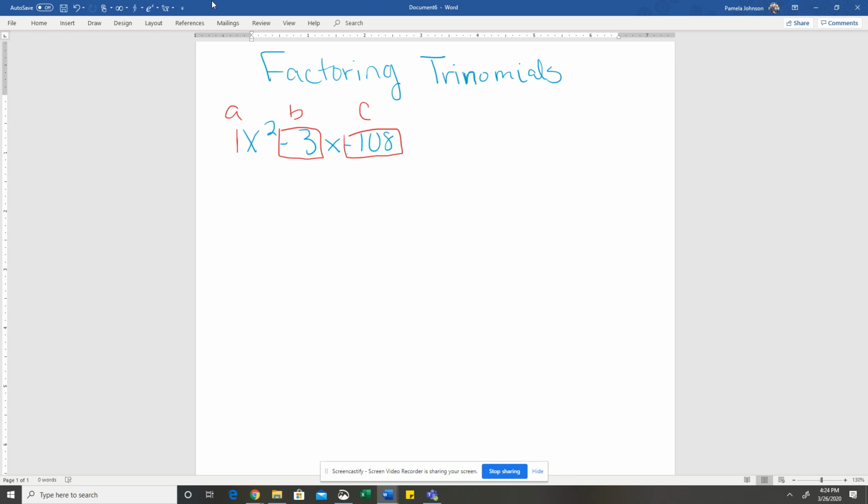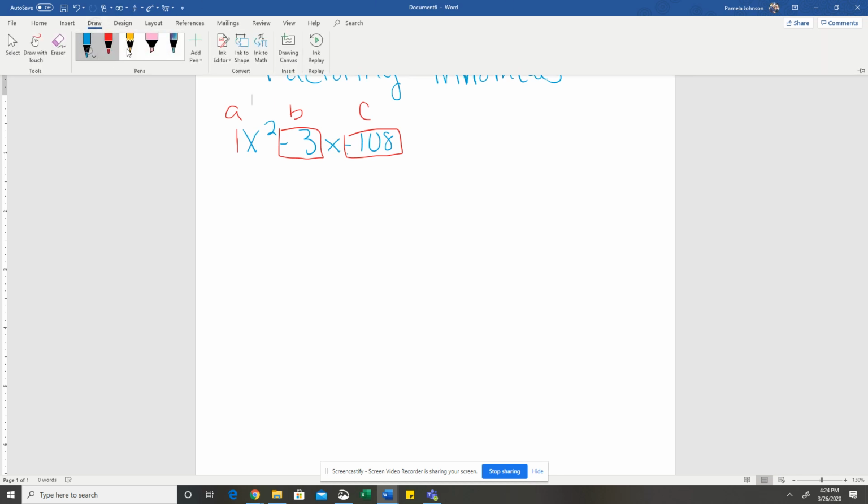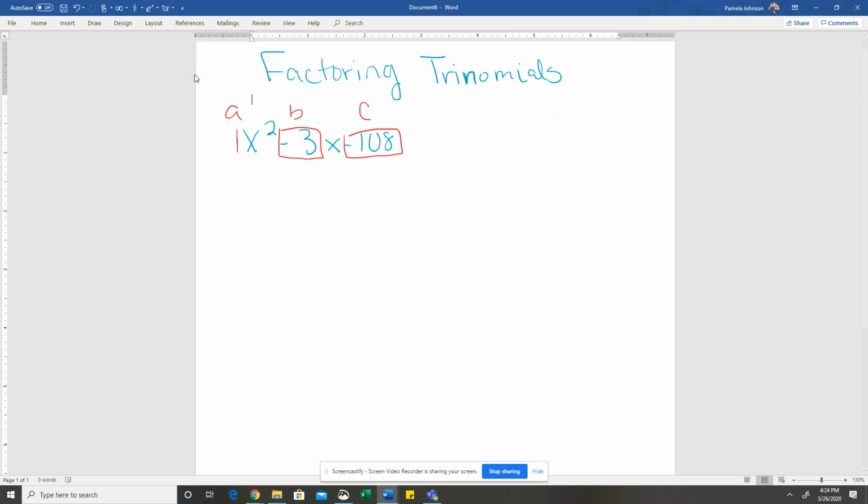Okay, so we're going to take our A times our C, and over here on this side, our A times C is negative 108. Our B is a negative 3. So if you will recall, we're going to find all the factors of 108, and we'll worry about the negative in just a moment. But we're going to find all the factor pairs of 108 and look to see which factor pair adds to negative 3.